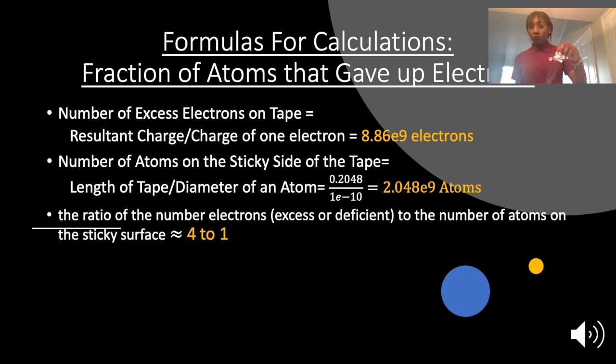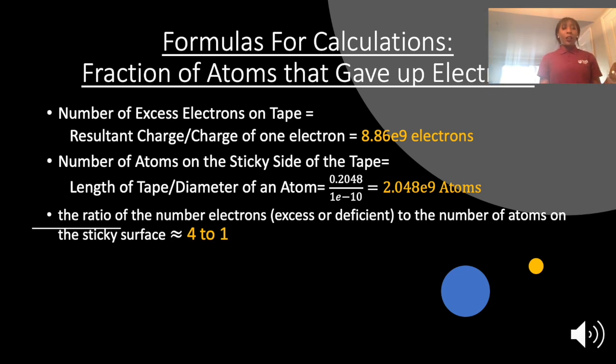Now let's talk about the calculations on how to find the fraction of atoms that gave up electrons. So, we know from the last slide that the number of excess electrons on the tape equals the resultant charge divided by the charge of 1 electron. That gave us 8.86 e to the 9 electrons.